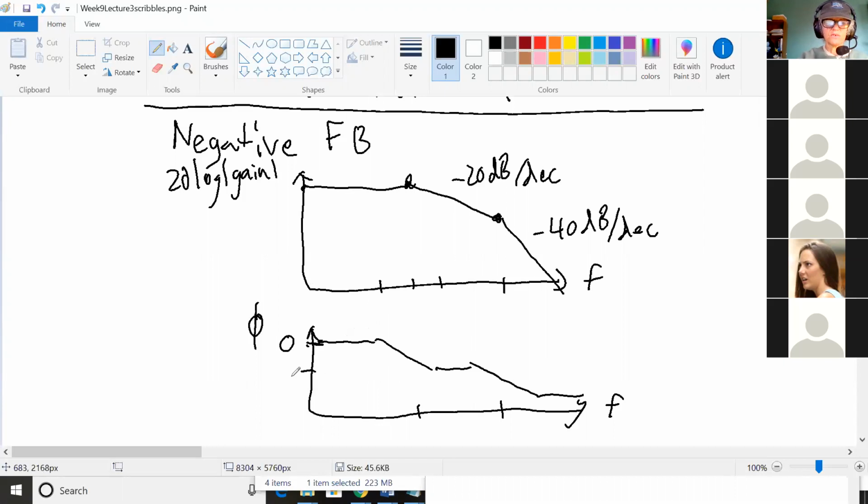And your phase starts to go down a decade before your pole and stops a decade after. So not very well drawn here, but it loses 45 degrees before the pole and 45 degrees after the pole. And after the first pole, you're down 90 degrees. And after the second pole, you're down 180 degrees. Okay, up to there, any questions on the drawing? Again, I can't see anybody's faces or hands or anything, so just yell out. Okay, good up to there.